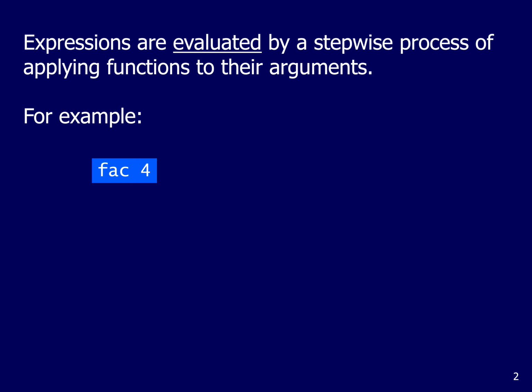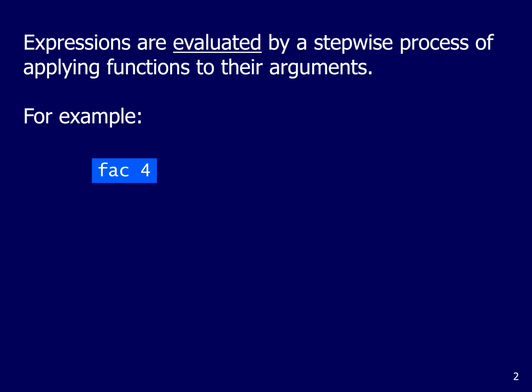So returning back to the slides now, something we haven't really talked about very much in the course so far is how expressions are actually evaluated in Haskell. And this is by a very simple stepwise process of simply applying functions to their arguments. This is the hallmark of a functional programming language. Computation proceeds by simply applying functions to their arguments. So let's have a simple example of this with a factorial function.